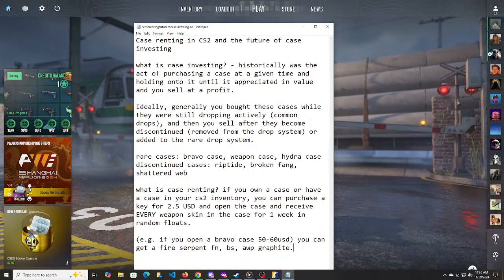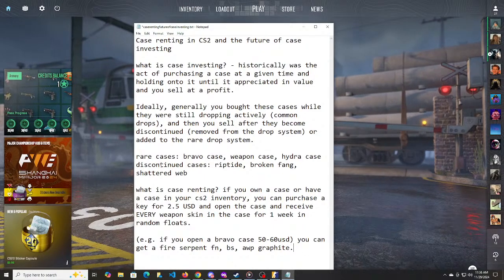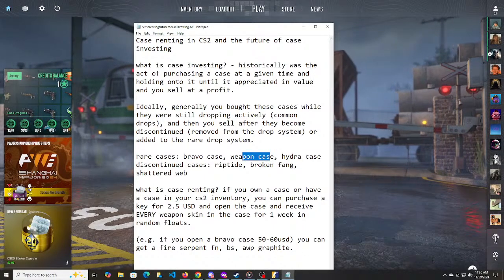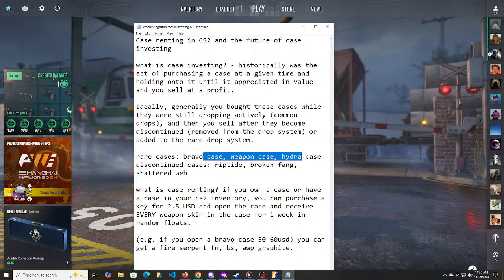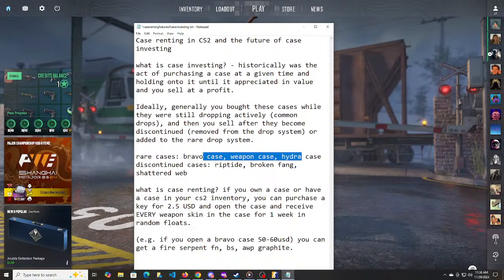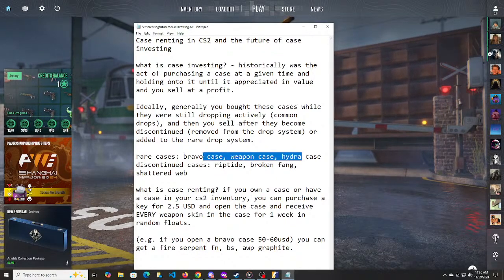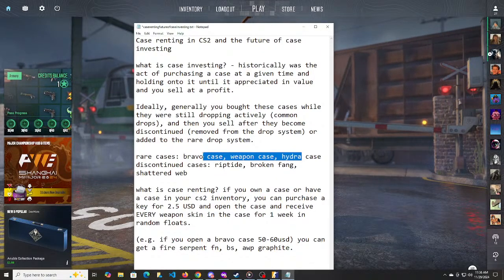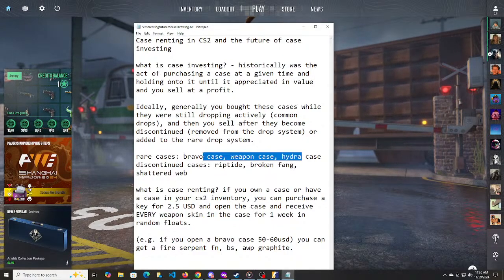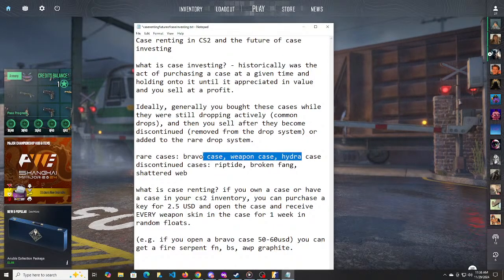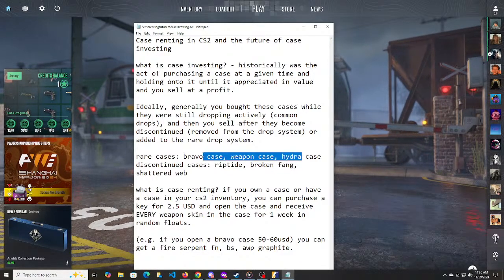Because here's the thing. You already get these cases, like the Bravo case, Weapons case, these older, higher tier cases, you already get them every week. Not every week, but you have the chance of getting them every week, right? So if you do happen to stumble upon a Bravo case in your case drop, I'd be willing to bet a handful of people, maybe not the majority, will probably look at that and be like, ooh, I can get a Fire Serpent for a week now. And I didn't have to pay any money for the Bravo case. I got this for free.